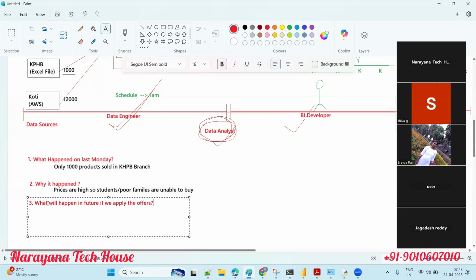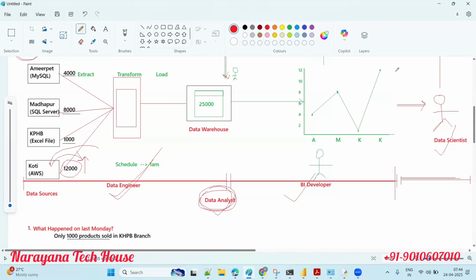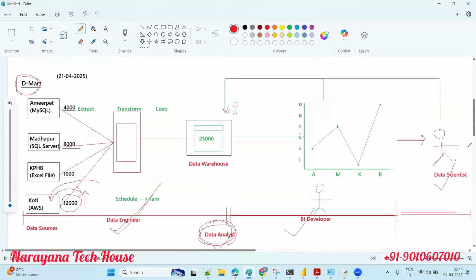Simply, what will happen in the future, right? The person who is thinking about the future is called what? Data scientist. The data scientist will think about the future. If we increase the prices, then what will happen? Or else if we give the offers, what happens in the future?